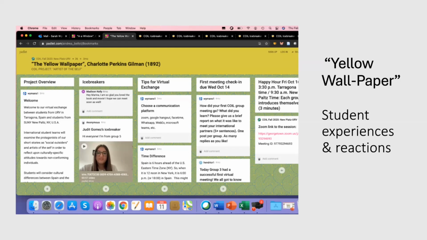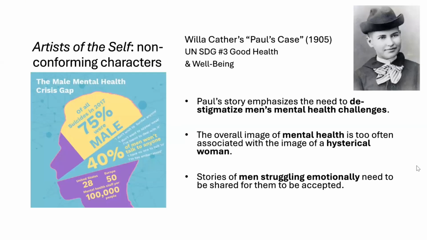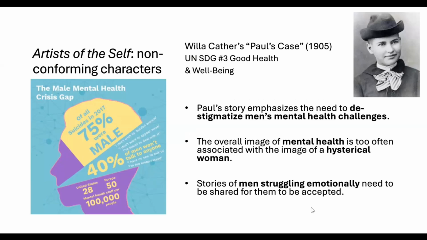Next slide. So let's take a look at some of these projects based on stories by women authors Willa Cather, Dionne Brand, and Charlotte Perkins Gilman. Here's an example from Cather's Paul's case with a photo of the gender-bending author in the corner. Students engaged the good health and well-being global goal to articulate the male mental health crisis gap.